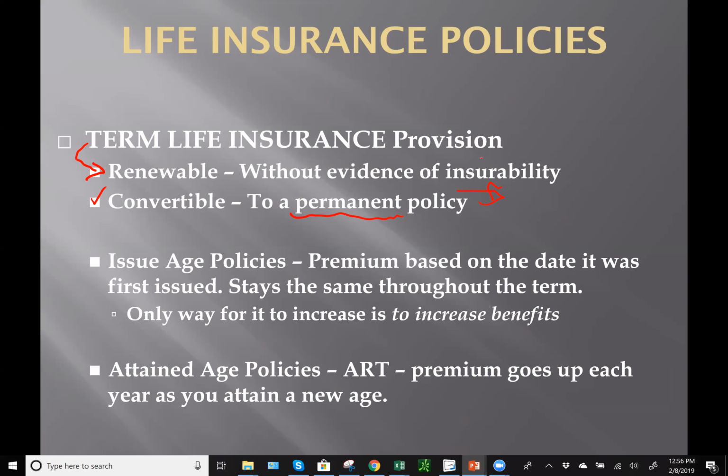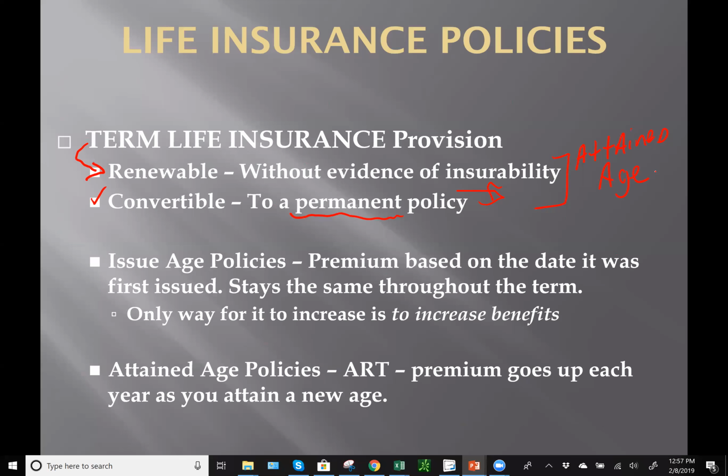Now, if they do either one of these, whether it be renewing to another term policy or converting to a permanent policy, at that point, their premiums would be based on what? Remember, how old are they today? It will be based on their attained age. So let's talk about the difference between attained age and issue age, because there's also an issue age policy. Let's talk about issue age.